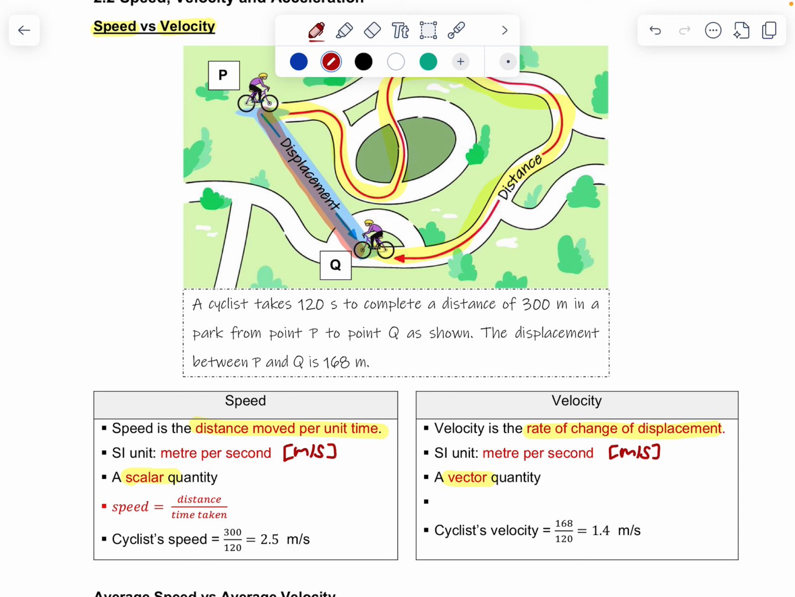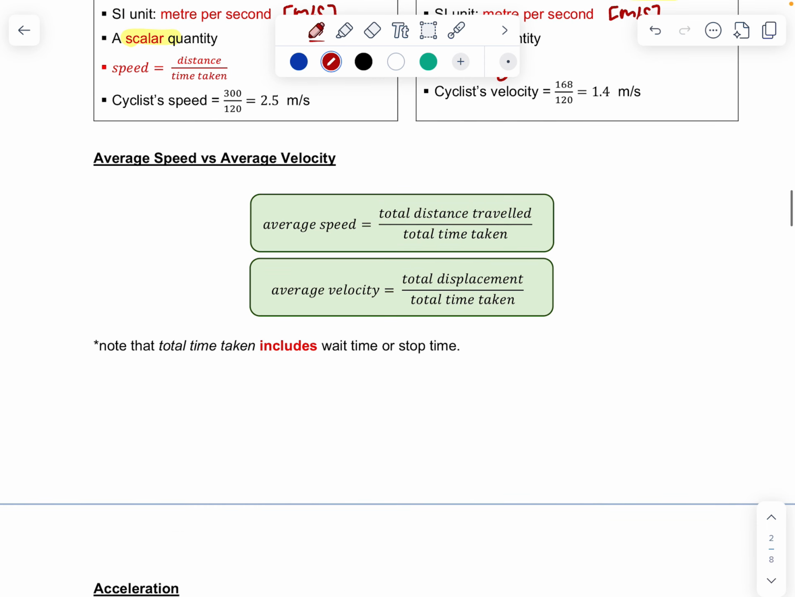The formula for speed is distance over time taken. For velocity, v equals displacement over time. Now, let's look at the average speed. The formula for average speed is total distance traveled over total time. For average velocity, it is total displacement over total time taken. Please note that the total time includes wait time or the stop time.